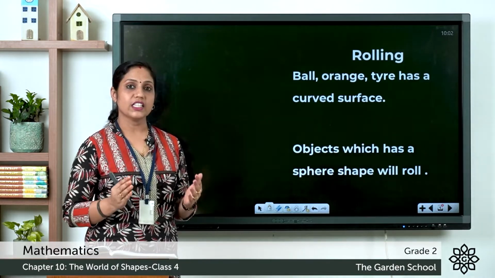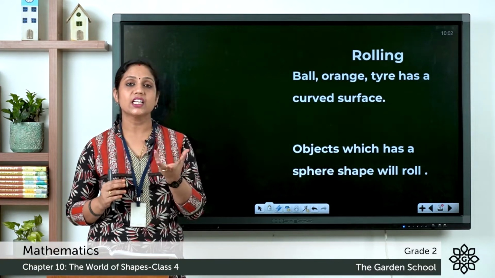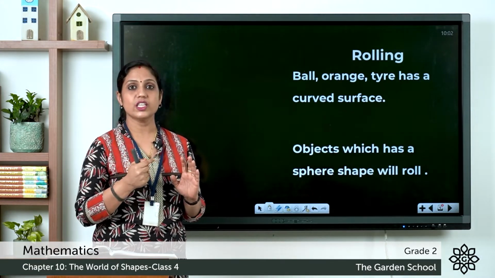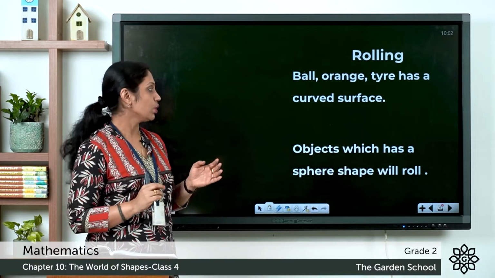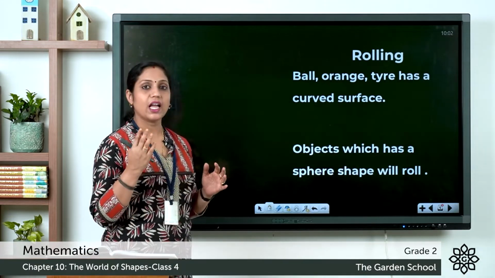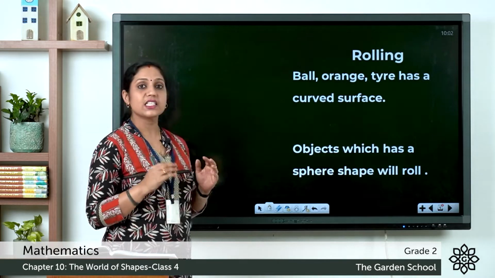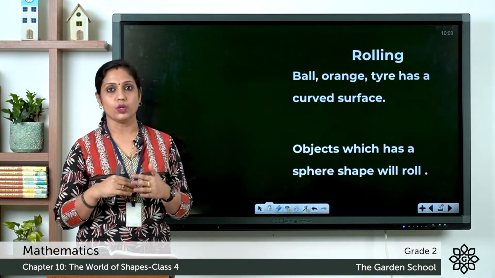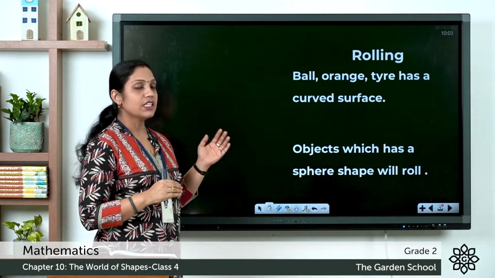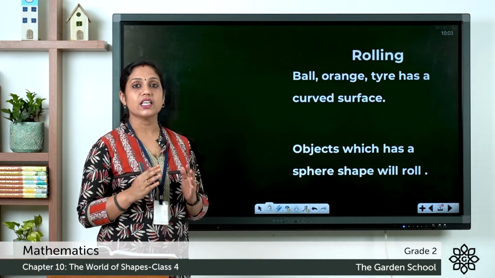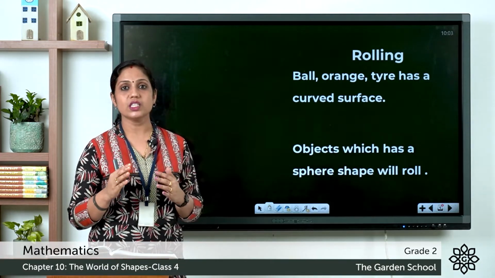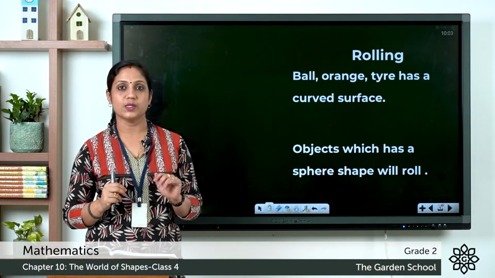A ball, tire, orange has a curved surface. What is the surface of these objects? They are curved. So when the object has a curved surface, they roll. Objects which have a sphere shape, they roll. So a ball, orange, tire is in the shape of a sphere. So these objects keep on rolling when they are pushed.